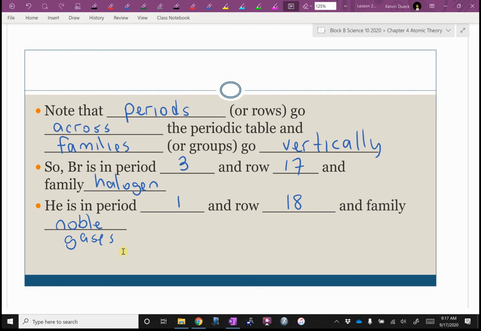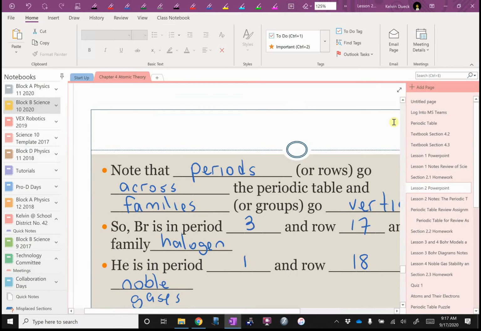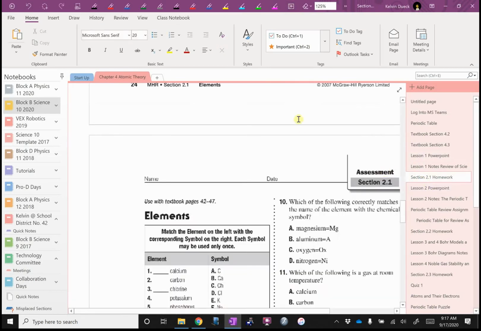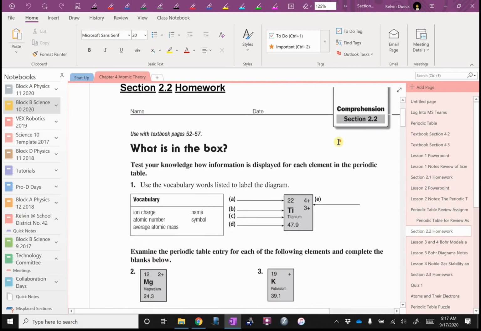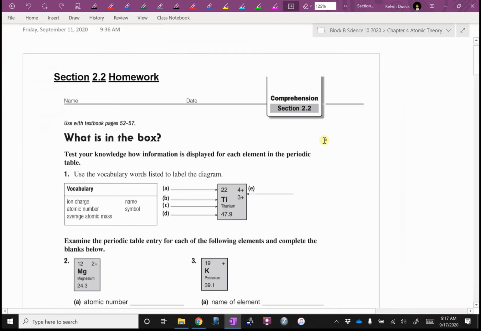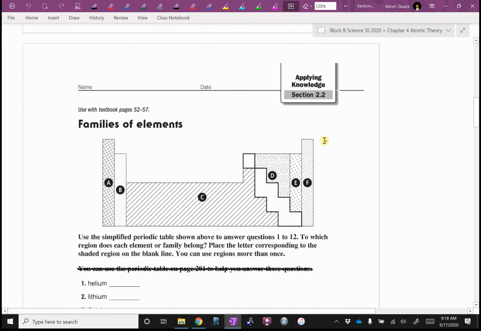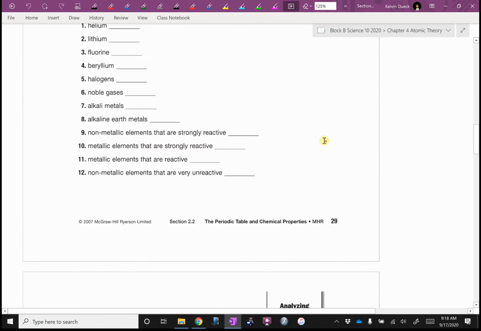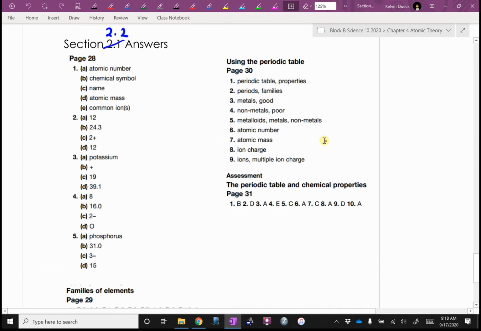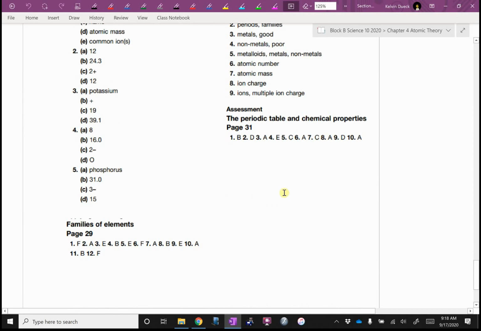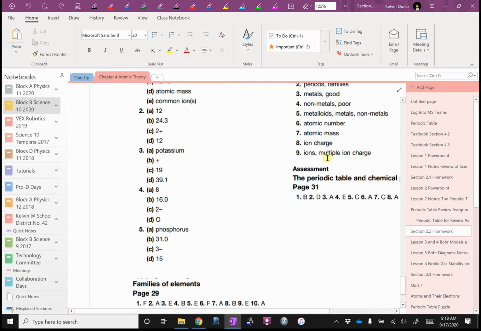But for now, what is your homework? So I handed part of it out last day. That was the section 2.2 homework, where I said that you could do this first page. But now that I've talked about the families, you should be able to do these pages as well. And then again, check your answers when you're done. I'm going to give you about 15 minutes to work on this, and then we're going to move on to another lesson.